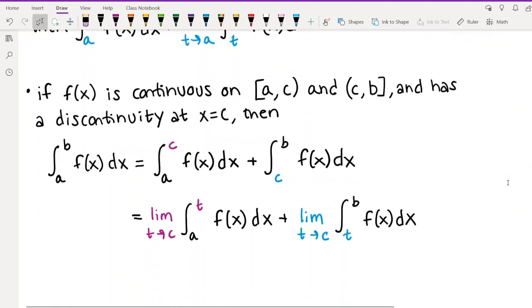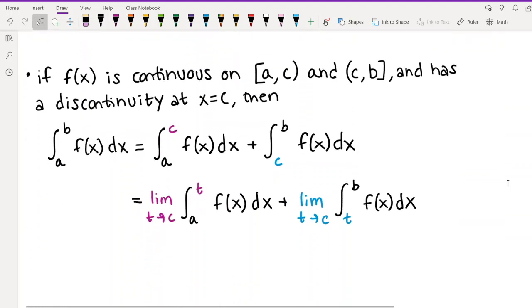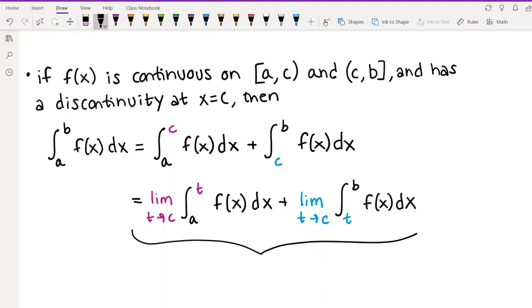So it says that if your function is continuous basically everywhere except at c, but it has a discontinuity at c, then you can break it into two integrals where you force one of the endpoints to be c on each of them, and then you turn it into a limit. And then I should add a note here that this is only true if both converge. So if one of them diverges, it just doesn't even make sense to add them up. So you just say, okay, it diverges.